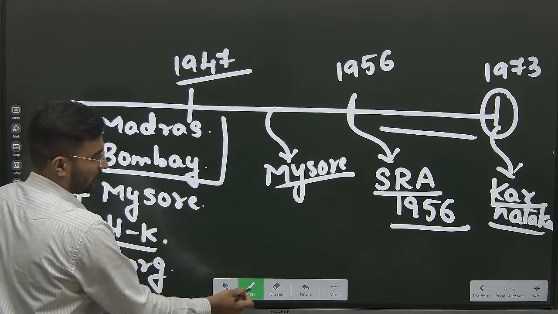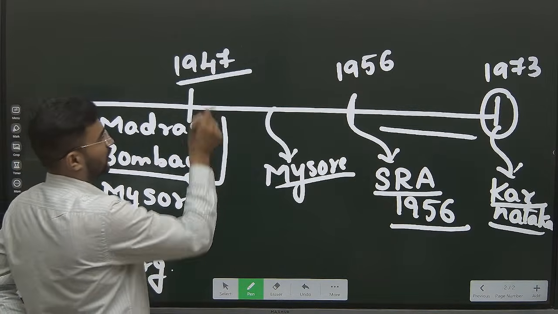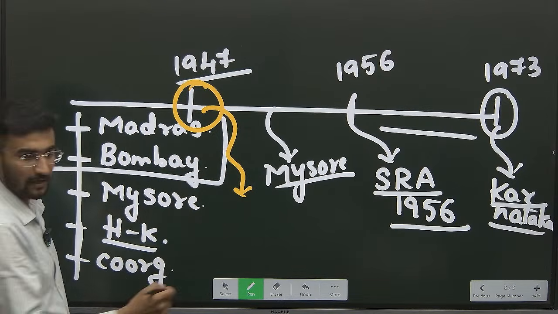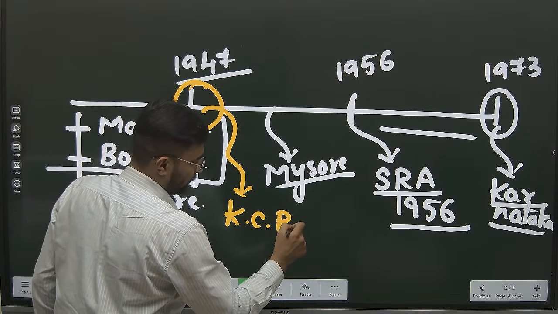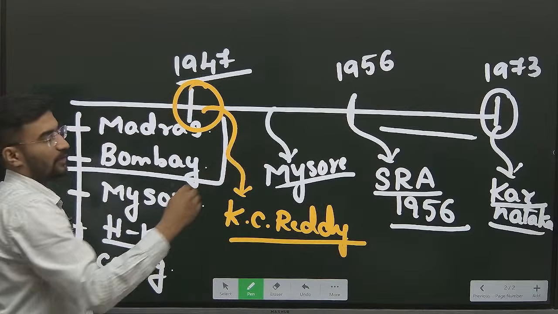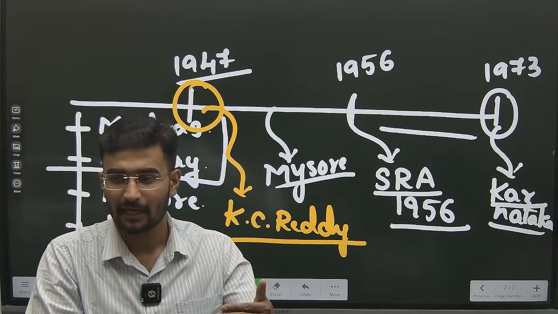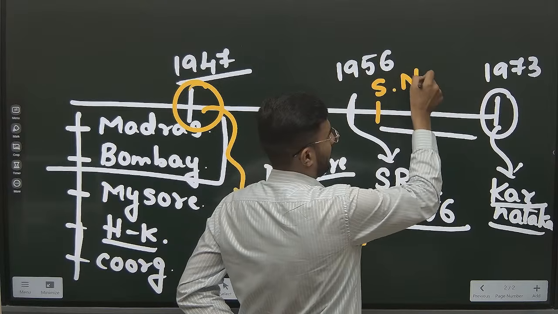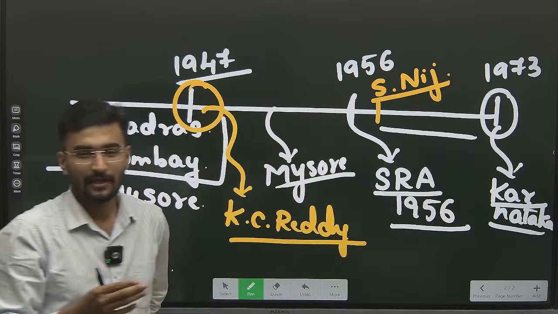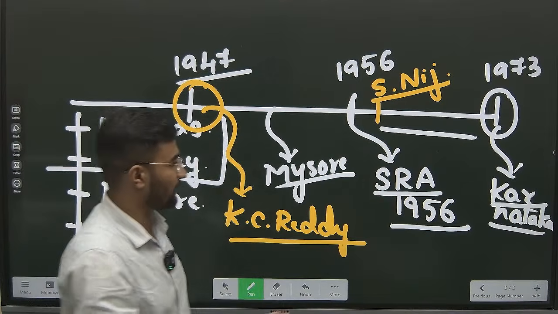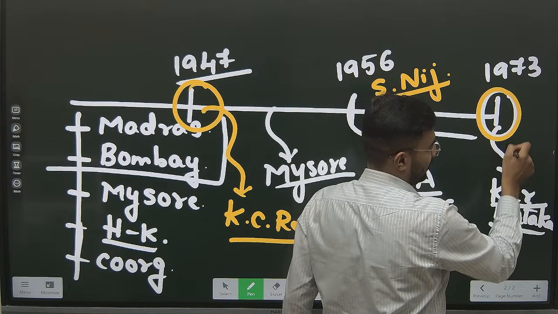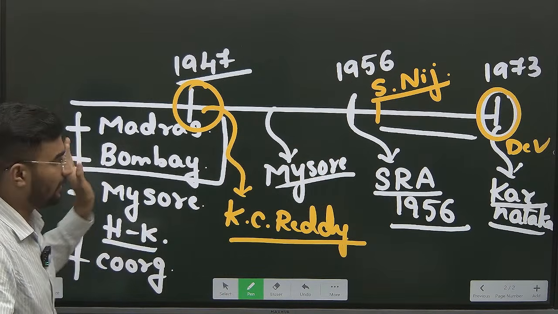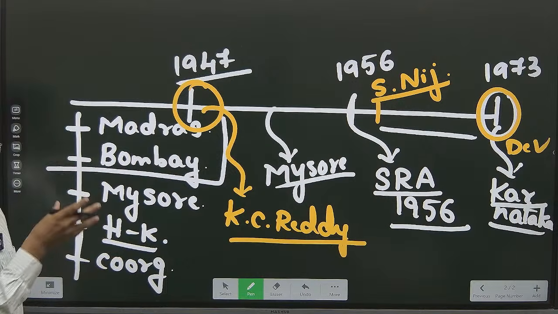Done. Now the question here is, who was the chief minister after 1947? KC Reddy, you should know. And second, who was the chief minister after the creation of Mysore state, after the State Reorganization Act? Yes, Nijalingappa. And the third one, after 1973, our Devraj Urs. These three you should be aware of. Clear? All those things we call the history or origination of Karnataka.